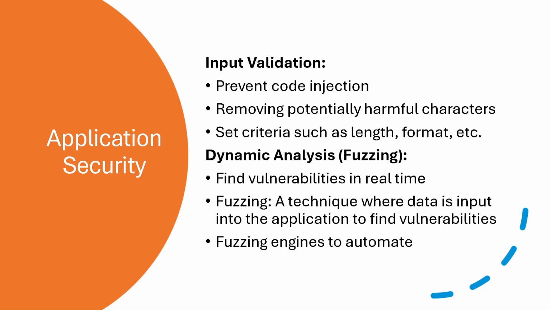Dynamic analysis or fuzzing. Fuzzing means testing an application in real time to find vulnerabilities in that application. It is a technique where data is input into the application to find vulnerabilities. Instead of having to do it one by one, there are fuzzing engines that automate this for you.